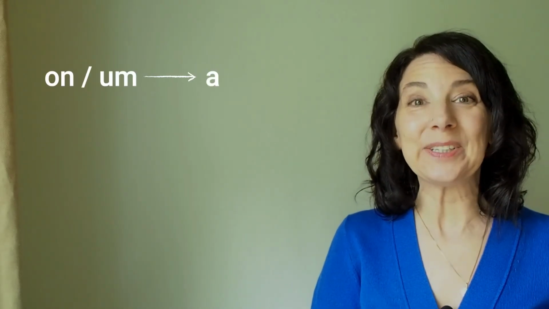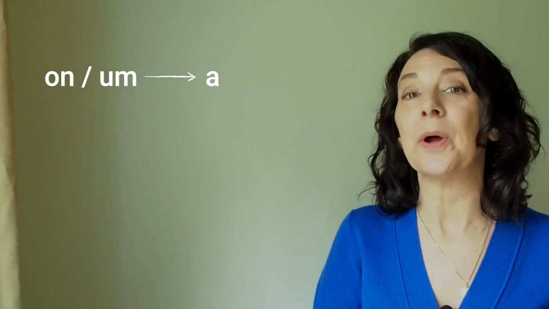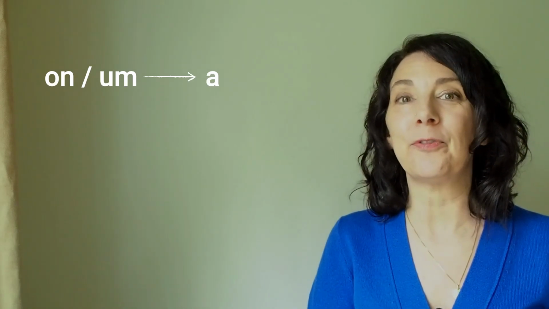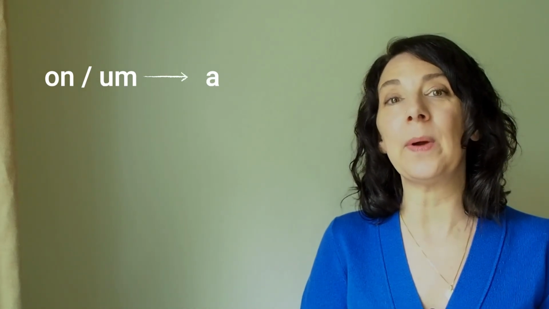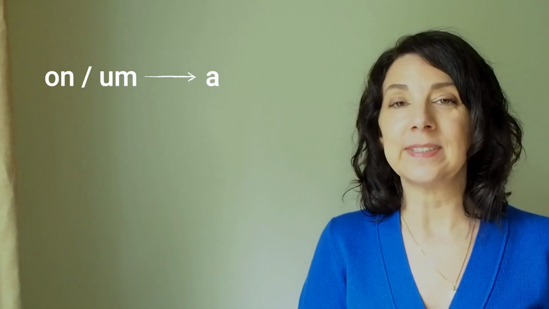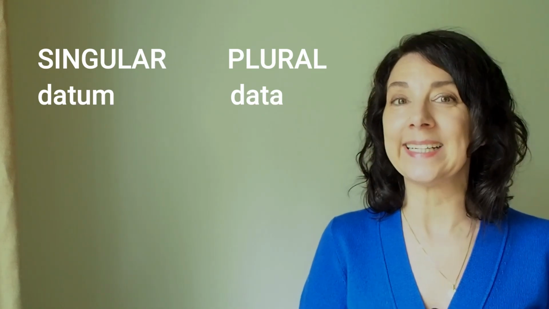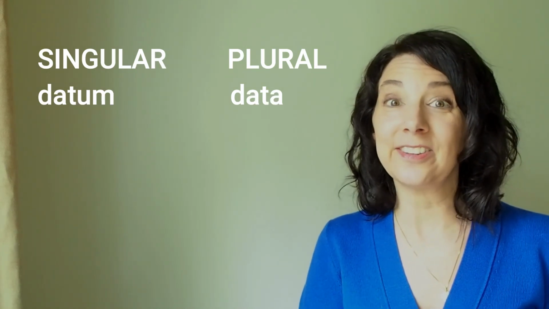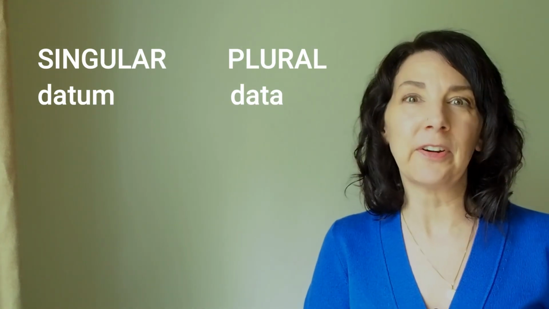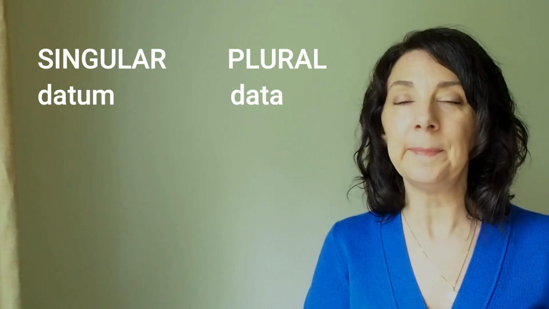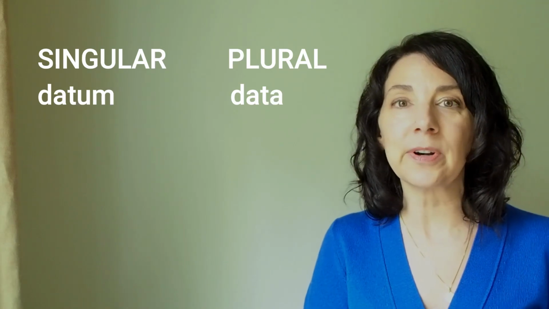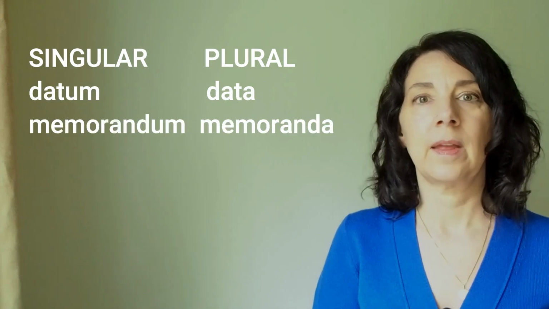Let's go to the second group. These are words that end in on or um, and the plural form is that you drop the on or um and you add an a. For example, datum, data. Okay, so this is another example of a noun that's usually used only in the plural form. It's very rare to hear anyone say datum, but if you work in a scientific area like in a laboratory, you might hear that word.